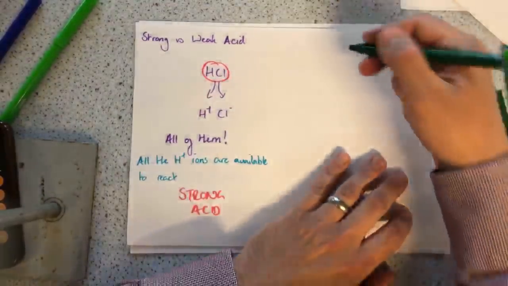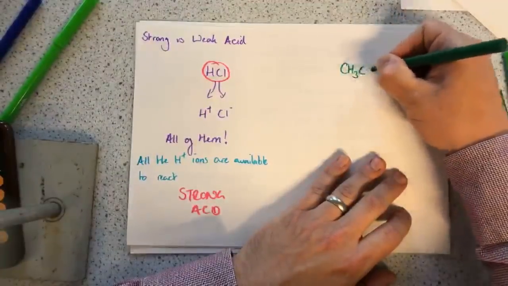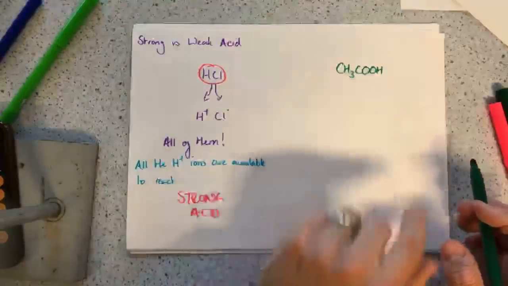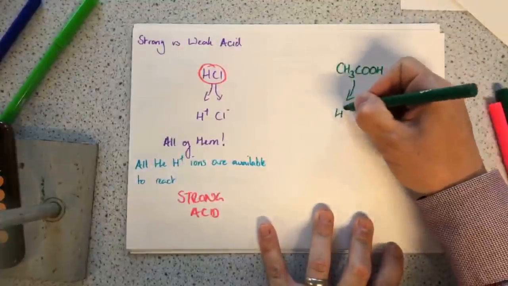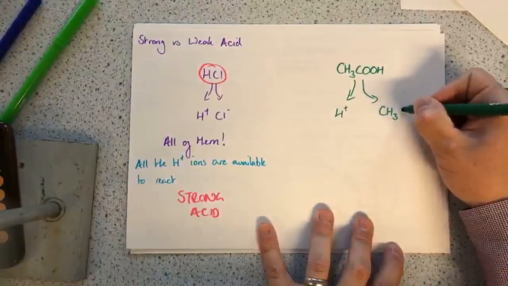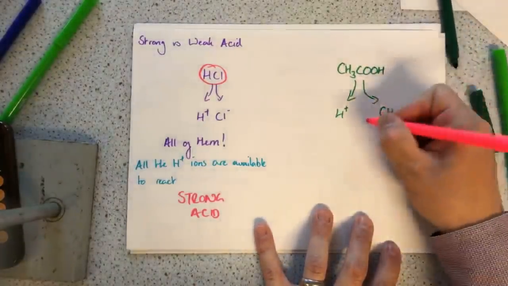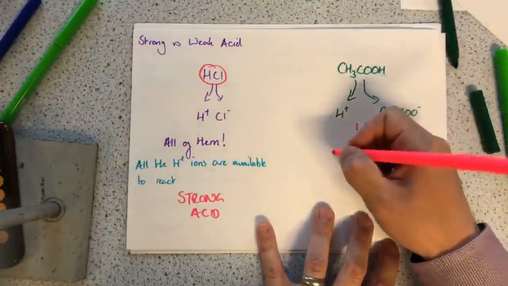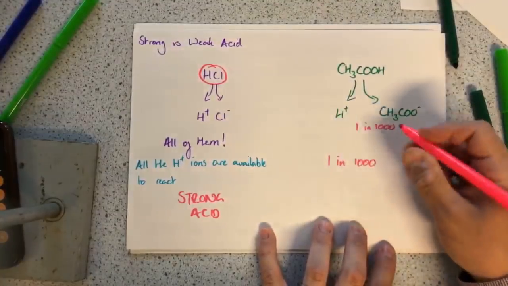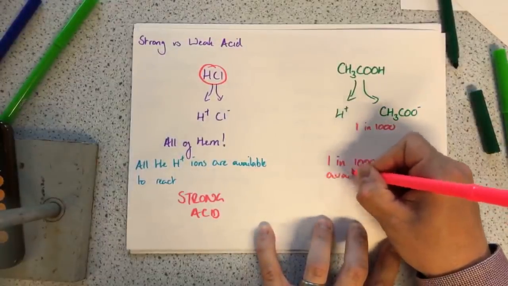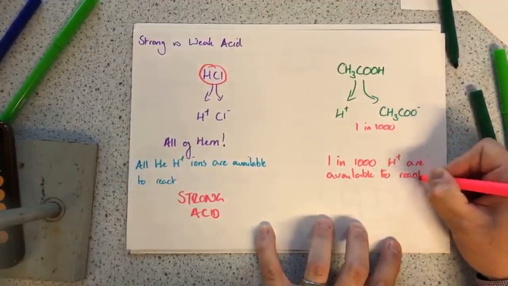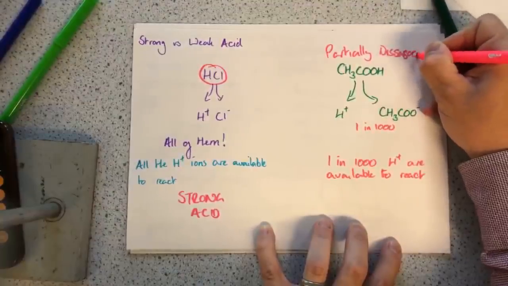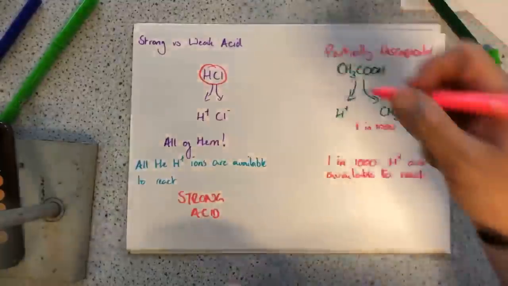An example of a weak acid would be ethanoic acid. Ethanoic acid is basically vinegar, and it has this formula, CH3COOH, which links across to your organic chemistry stuff. Now this also splits into hydrogen ions and ethanoate ions. When that happens, only about 1 in every 1,000 particles of ethanoic acid will split. So at any one time, only 1 in 1,000 of the hydrogen ions are available to react. So we describe this as being partially dissociated, and we would describe the strong acid as being fully dissociated.